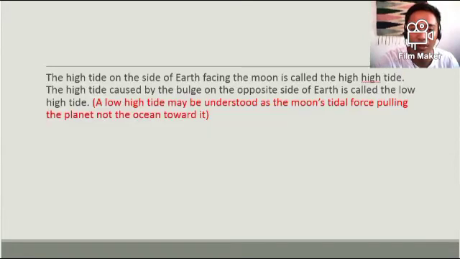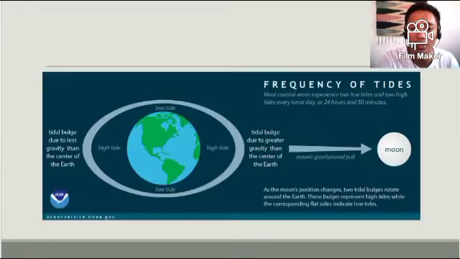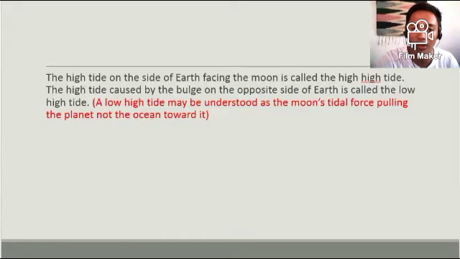So next one, the high tide on the side of the earth facing the moon is called the high tide. The high tide caused by the bulge on the opposite side of earth is called the low tide. A high tide may be understood as the moon's tidal force pulling the ocean toward it. So ayan nga, pag nakaharap yung earth sa moon like this side, much greater gravity than the center of the earth. Sabi ito, moon's gravitational pull. So hinihila ng gravity of the moon, mas greater yung gravity ng moon than the center of the earth. So ayan yun nga, paliwanag.